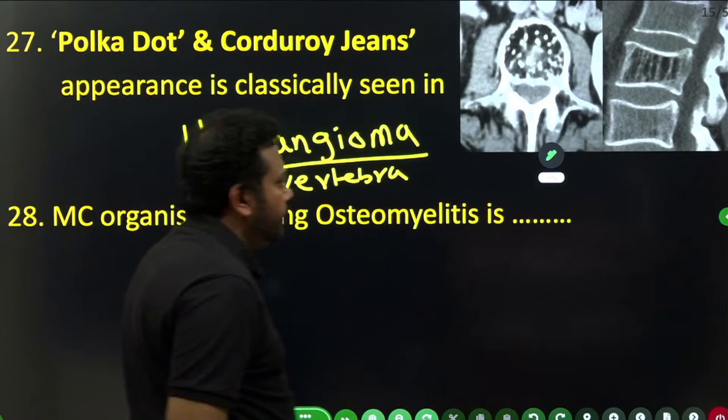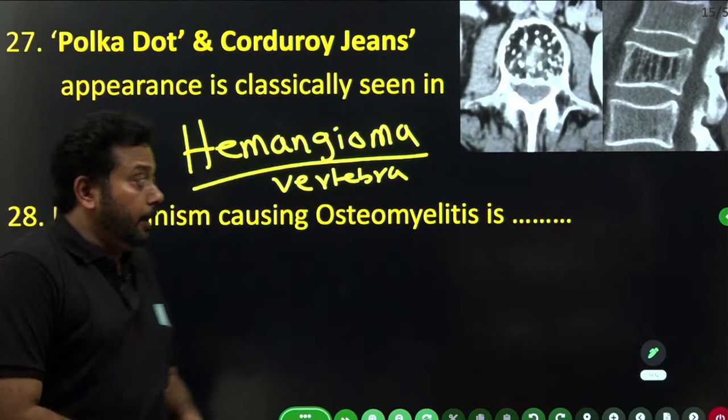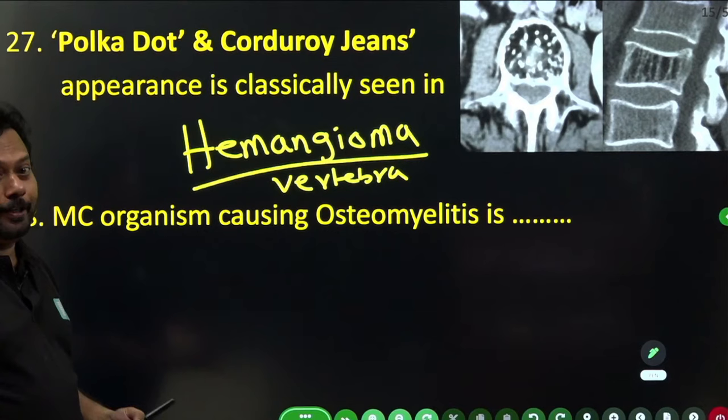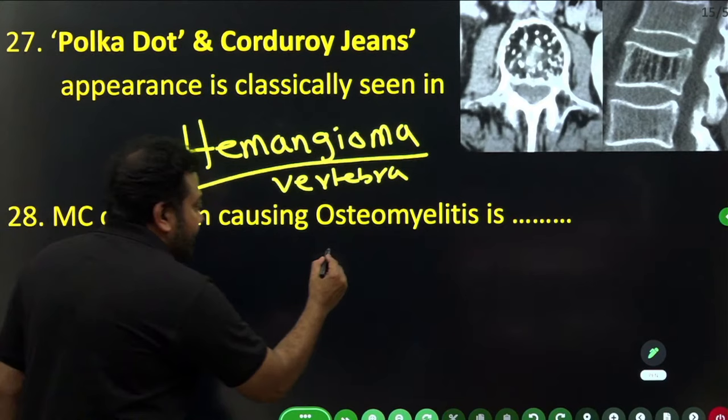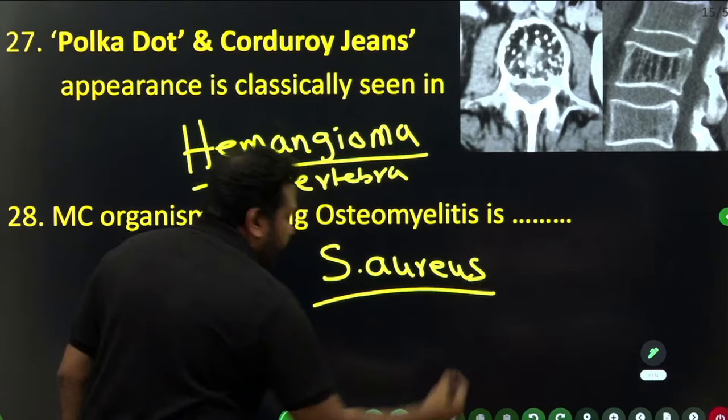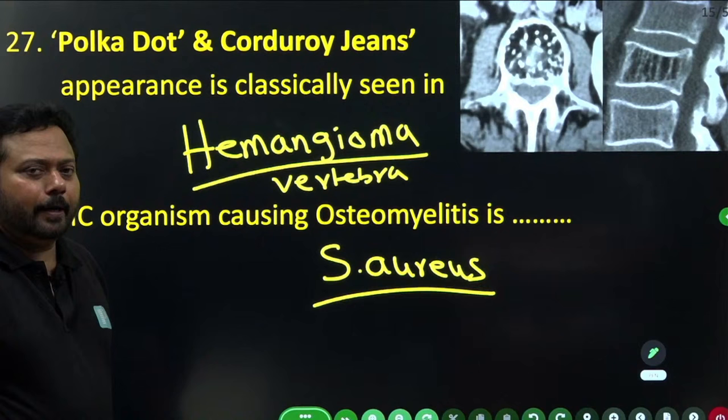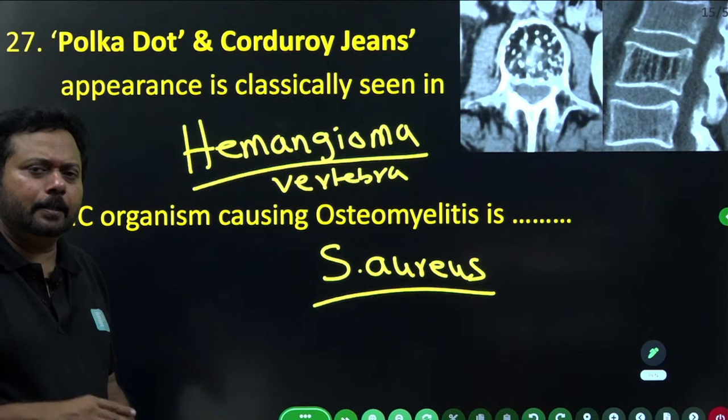Right. Now we'll move on. Even though this is a silly question, in one-liner, I can't leave this question. If I leave this question, it's a sin. Most common organism causing acute osteomyelitis is... Even a newborn baby will answer this. Staphylococcus aureus. Generally they don't use the word acute, chronic, or subacute. Most common cause of osteomyelitis is always Staphylococcus aureus. There is no doubt.